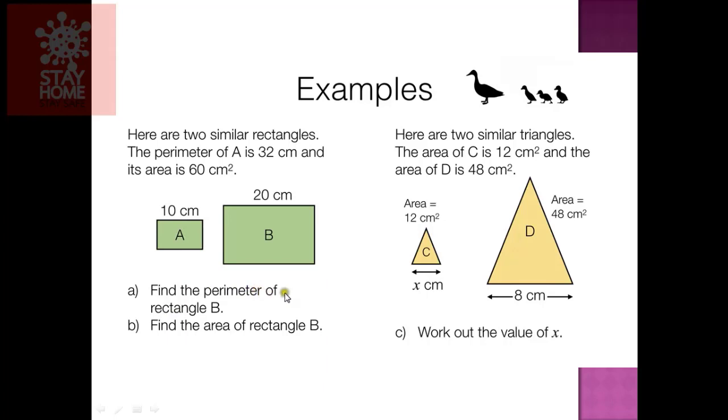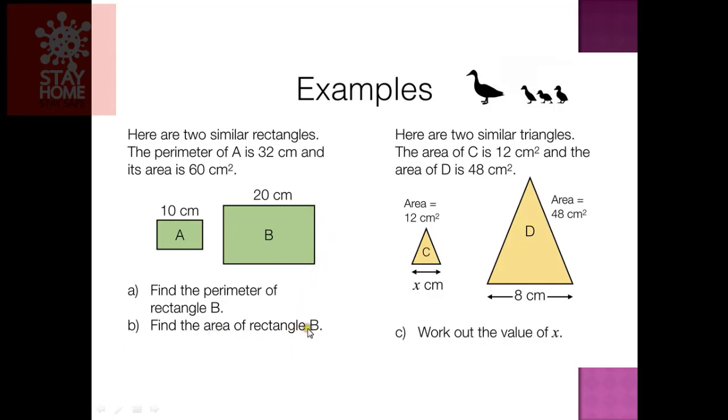Find the perimeter of rectangle B. So if it is 10 and it is 6, so that will be 20 and 12. So after that 20 plus 20 is 40, 40 plus 24, that will be 64. So the perimeter of B will be 64.